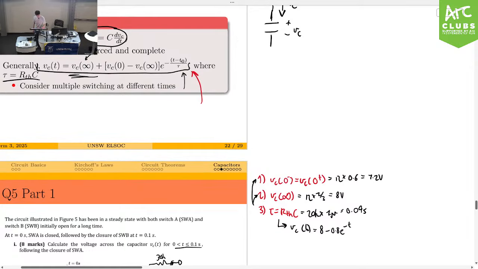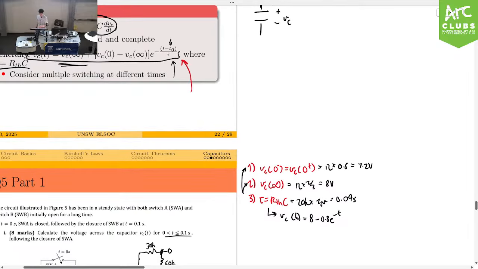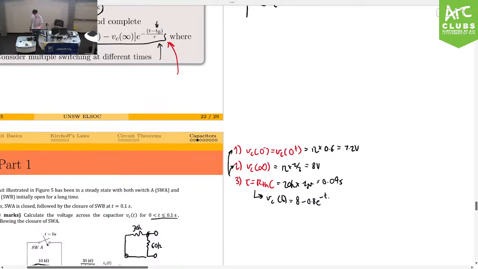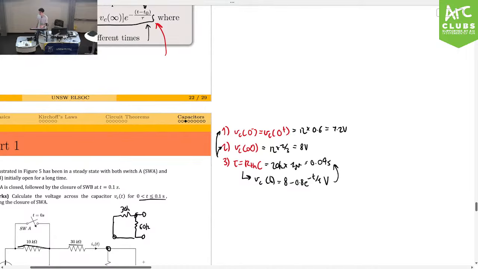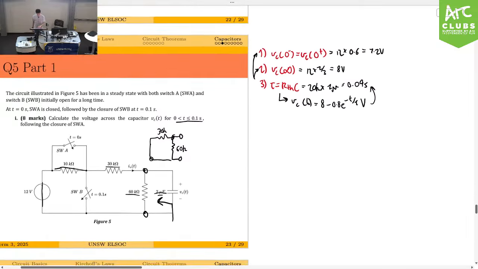There is t naught here, which accounts for the time shift. Now, because we're considering when we're flipping the switch at t equals 0, well, the time shift is 0. And this is over tau volts. And tau is this one. I guess you can plug in 0.04, but it's pretty much the same. All right, so that's the first part.